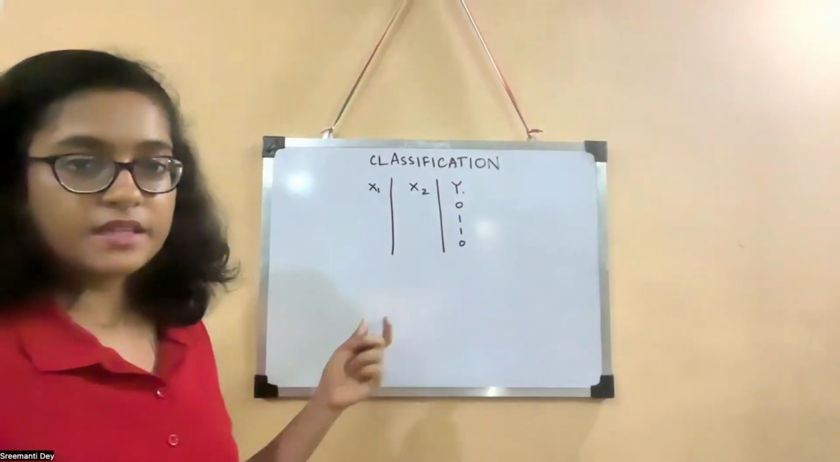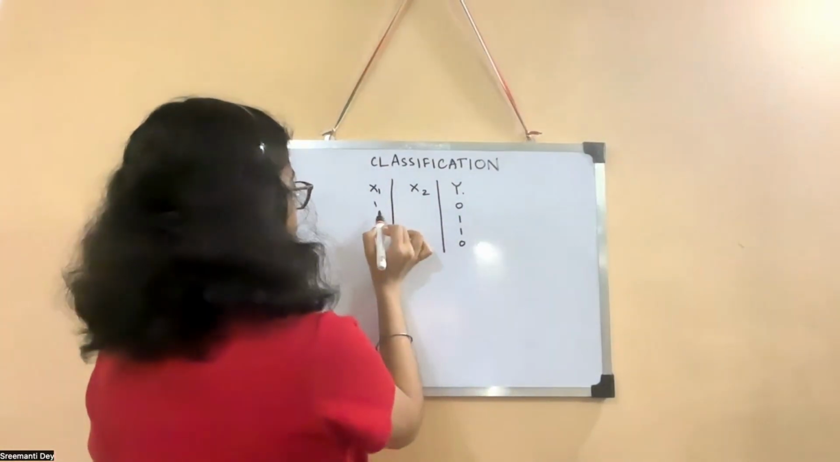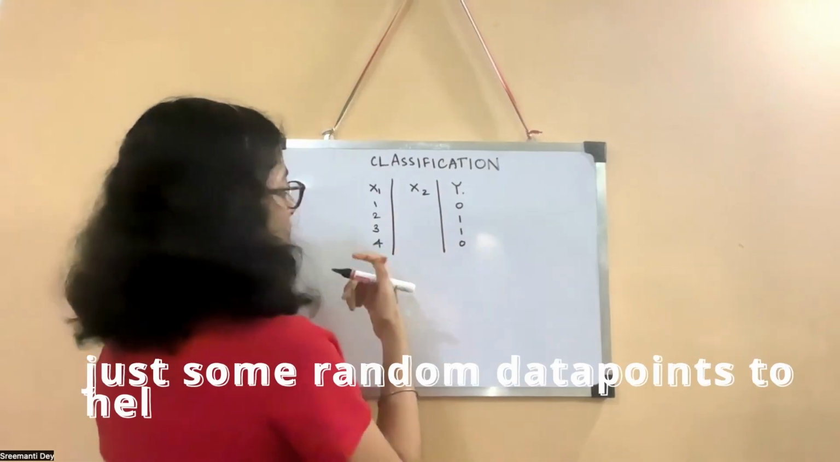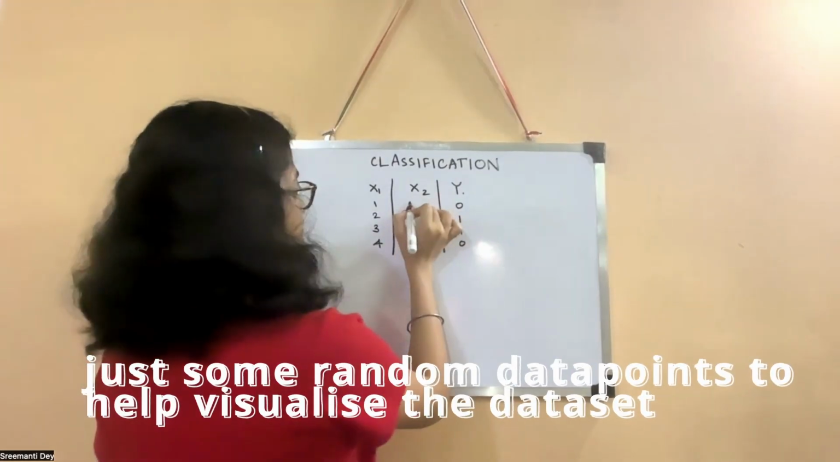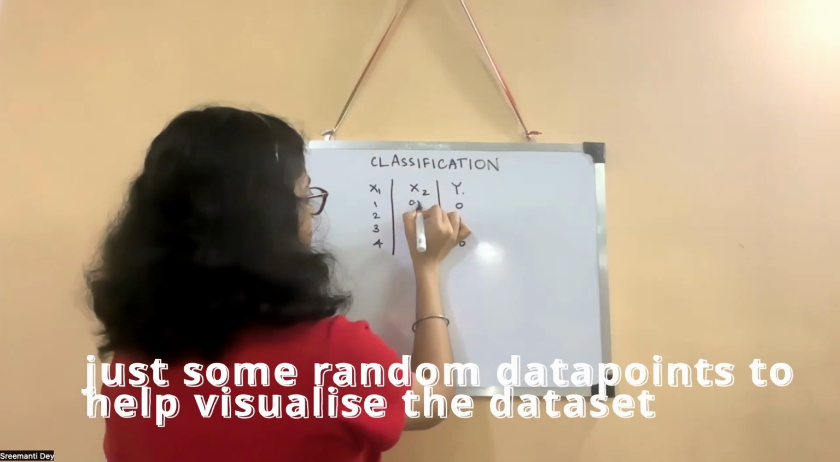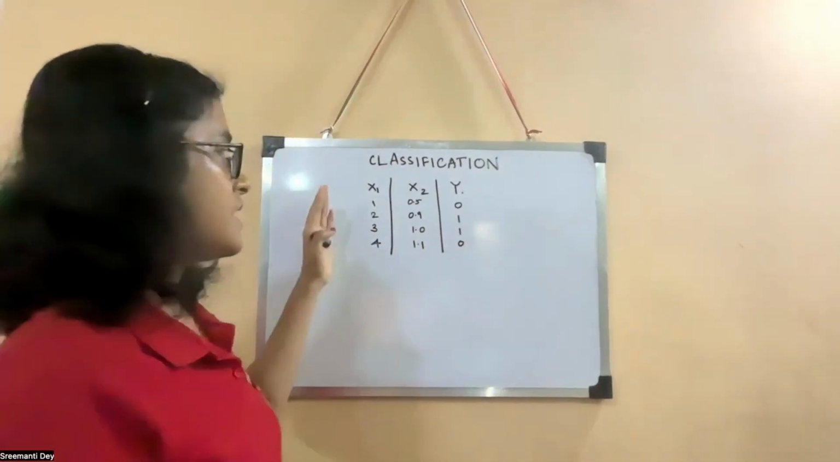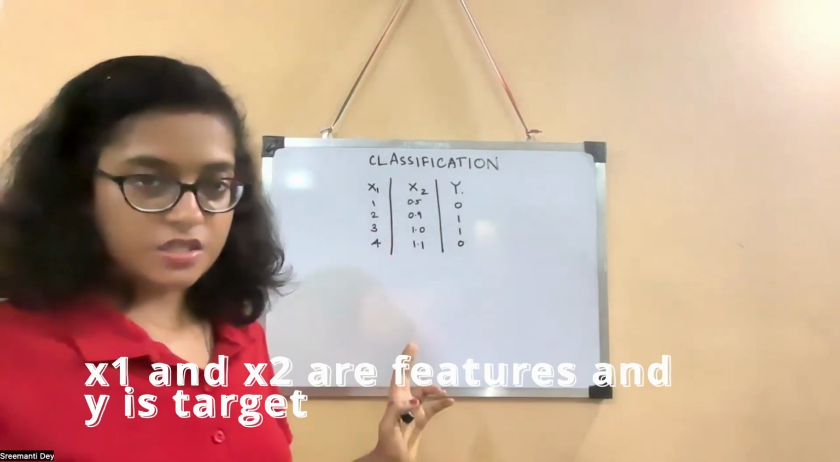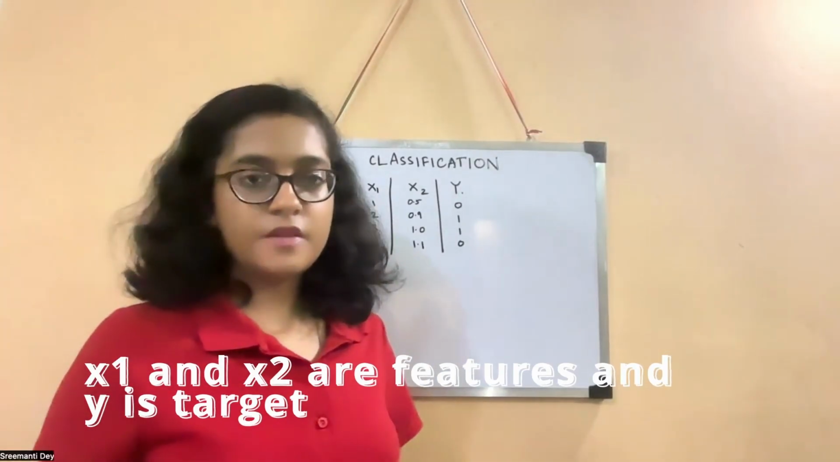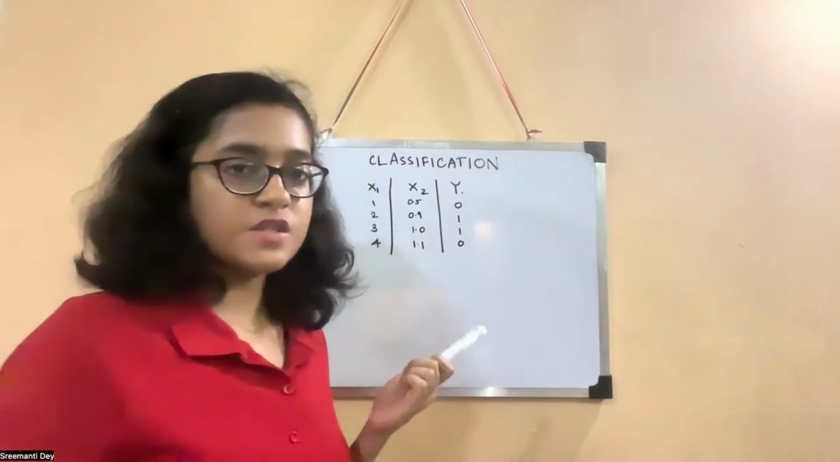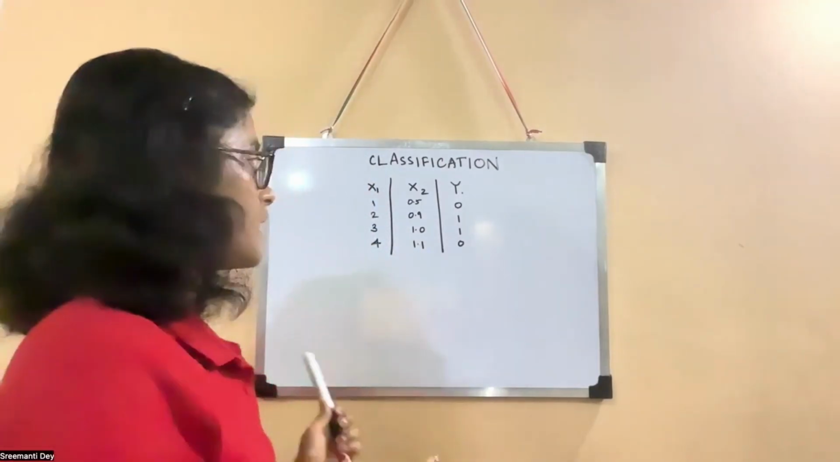Let's say it looks something like this. And x1 could be 1, 2, 3, 4 maybe. And x2 could be anything: 0.5, 0.9, 1.0, 1.1, anything. So these x1, x2 are the two features, and y is our target variable, which is either 0 or 1, and we want to predict y given x1 and x2.